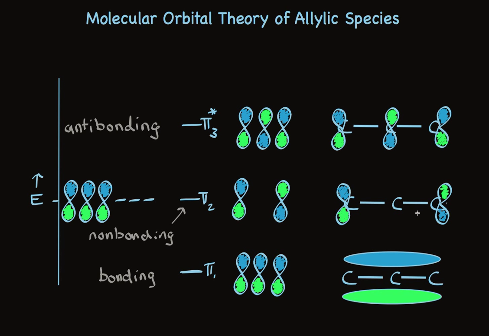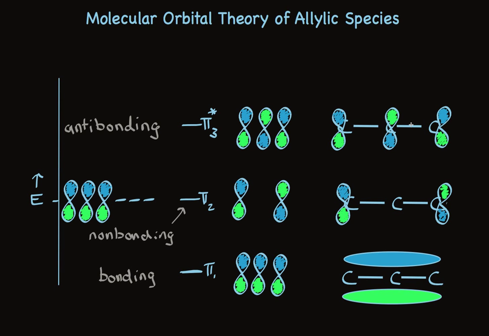Pi 2, the non-bonding orbital, turns out to be the most important for our analysis of the allylic system. I'll get back to this, but notice that it has 1 node, and the probability of finding an electron in this orbital at the center carbon is non-existent. If there's an electron in this orbital, it will be found at 1 carbon or the other, but never in the center.